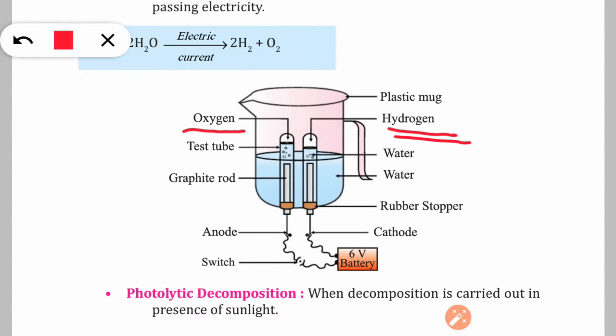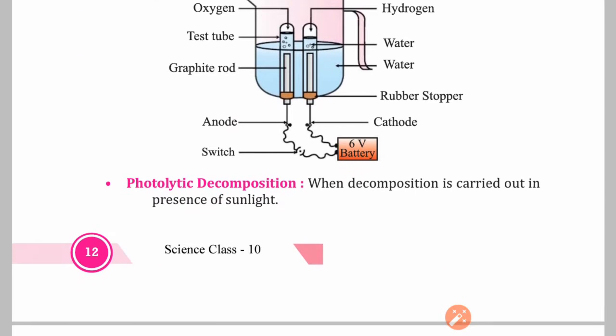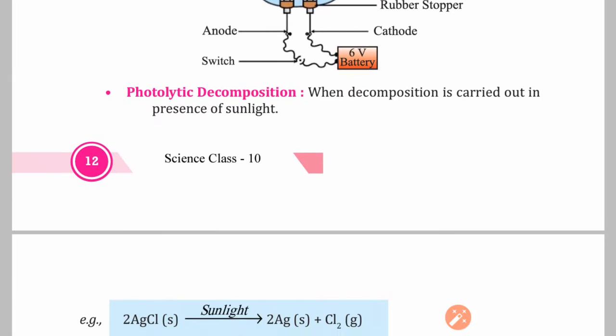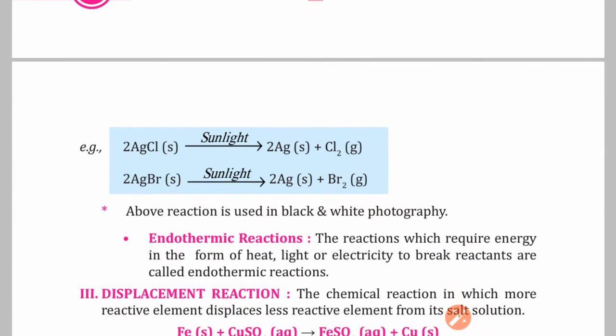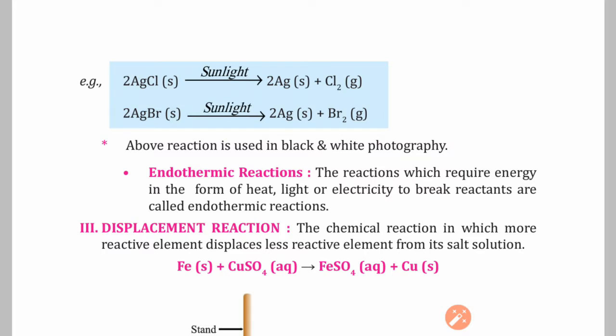So this experiment shows us that by passing electric current, decomposition reactions can be done. Next kind of example, photolytic decomposition, when decomposition is carried out in the presence of sunlight. Example, silver salt when kept in sunlight results in formation of silver plus the halogen. AgCl gives Ag plus Cl2, AgBr gives Ag plus Br2.